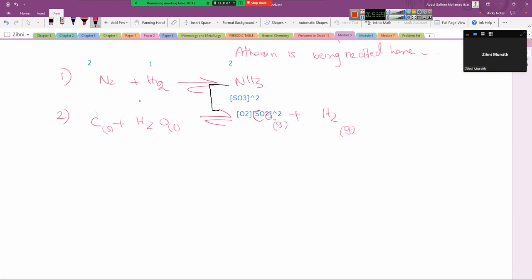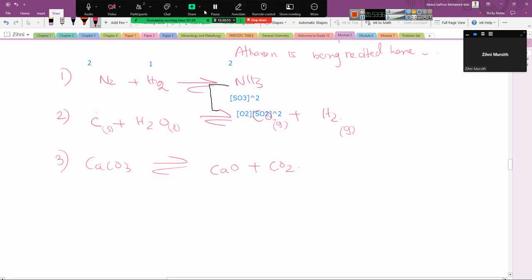And the third one is calcium carbonate decomposing into calcium oxide plus CO2 gas. For these three reactions, you can write down the expressions for Kc and come with the answers in the next class.